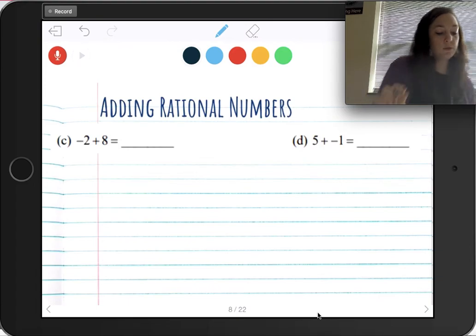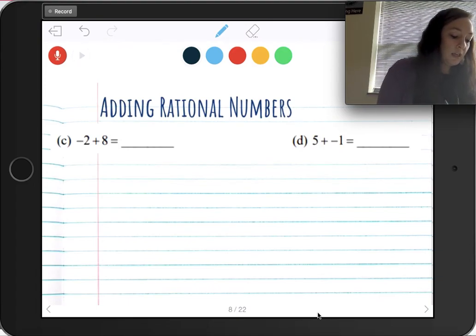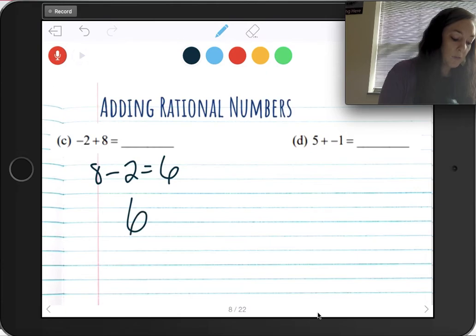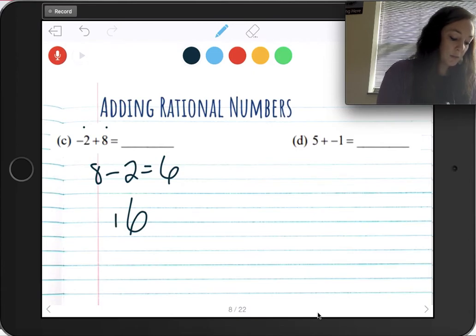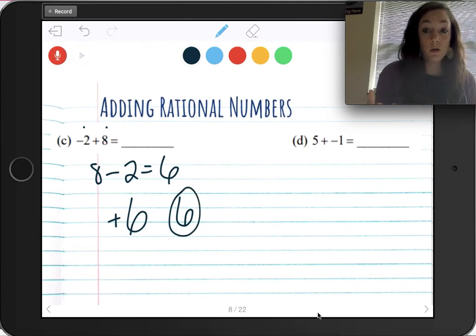All right, 2 more examples, and we're only going to use the algebra method this time. So, -2 plus 8. First thing, I'm going to subtract my numbers. 8 minus 2 is 6. Okay, which number is bigger, 2 or 8? 8. And 8 is positive, so I know it's positive 6. I could put a plus, but really I know that positive is just no sign.